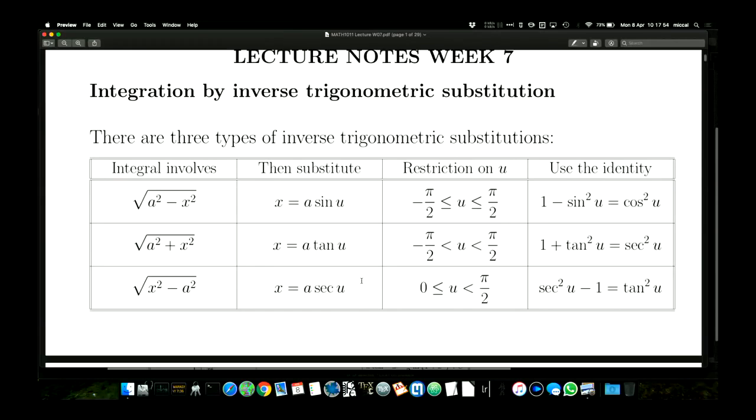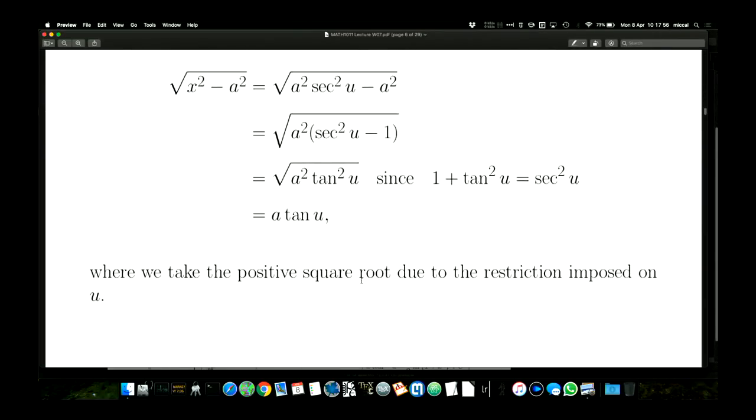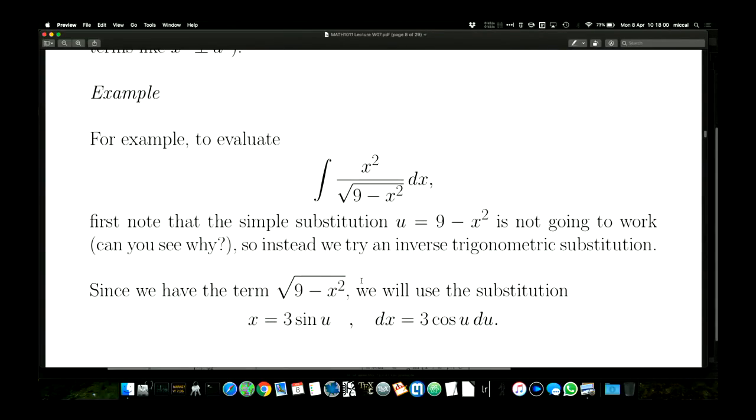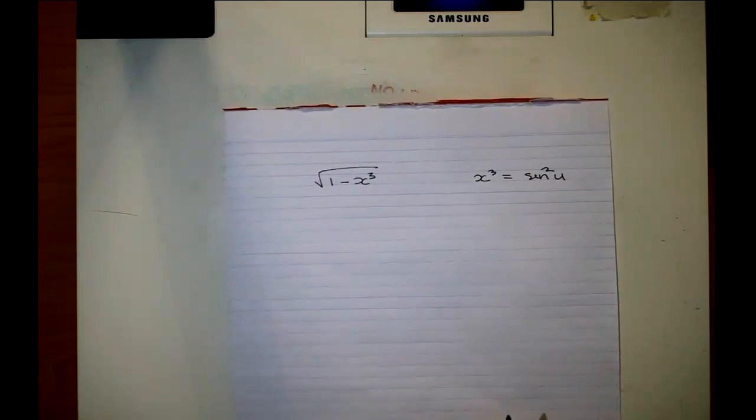Now there's an example in the lecture notes which I'm going to do by hand. You don't have to write it, it's already in the lecture notes. I just want to show you, because this one sort of illustrates a lot of pitfalls with this method. Let's say we've got to integrate this one.